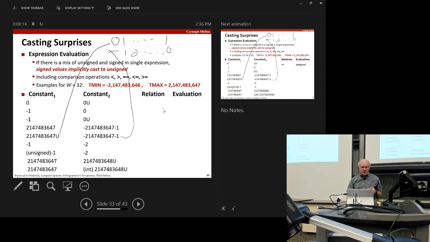And so it goes. You can see these other examples are all instances of that.